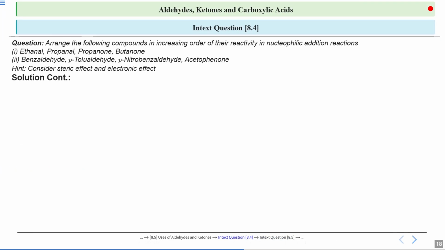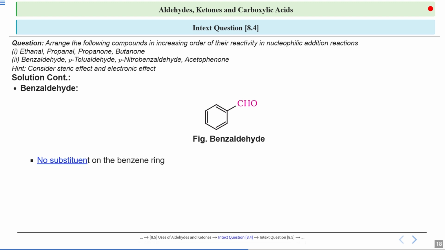Next, we will see the next compound, which is benzaldehyde. In benzaldehyde, an aldehyde group is directly attached to the benzene ring. There is no substituent attached on the benzene ring, just the aldehyde group. So the carbonyl carbon in benzaldehyde has moderate electrophilicity. In the case of para-nitrobenzaldehyde, we saw a nitro group is attached. In this case, there is no substituent attached, so the carbonyl carbon has moderate electrophilicity.